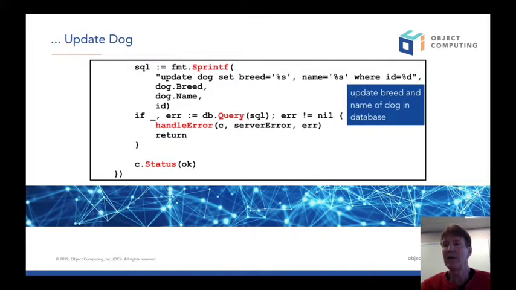Continuing on in the same function, we create and execute the SQL statement that will update the dog in the database table. If this is successful, an OK HTTP status code is returned.